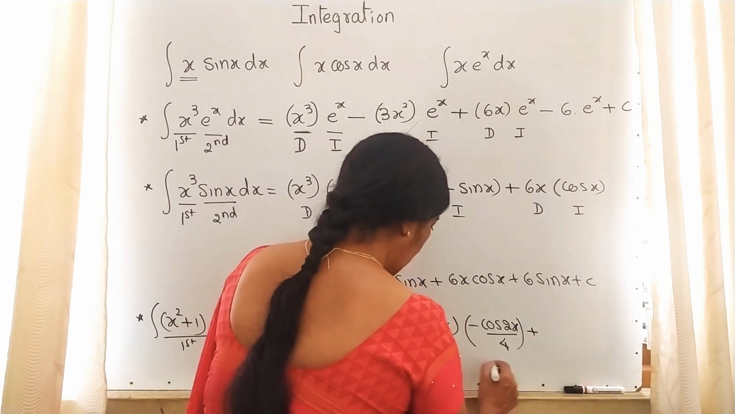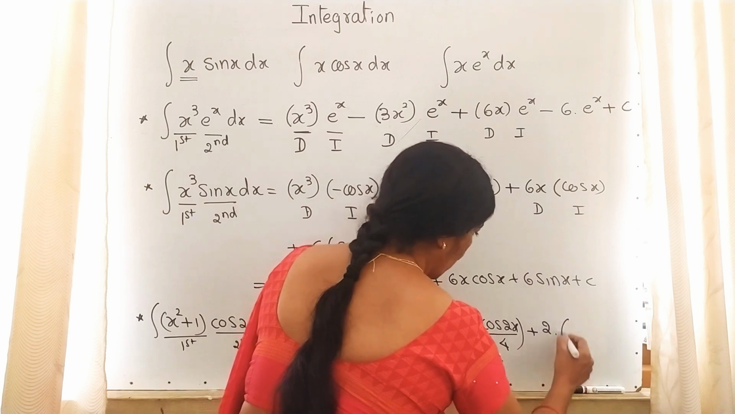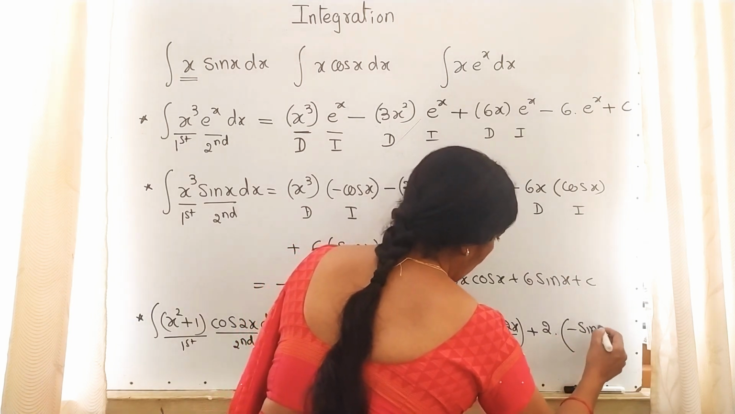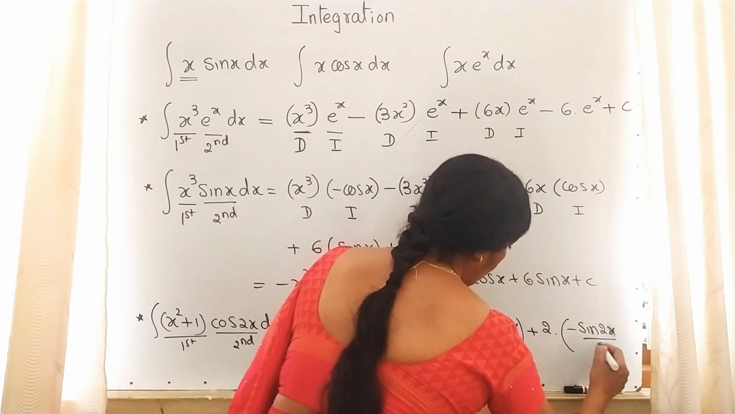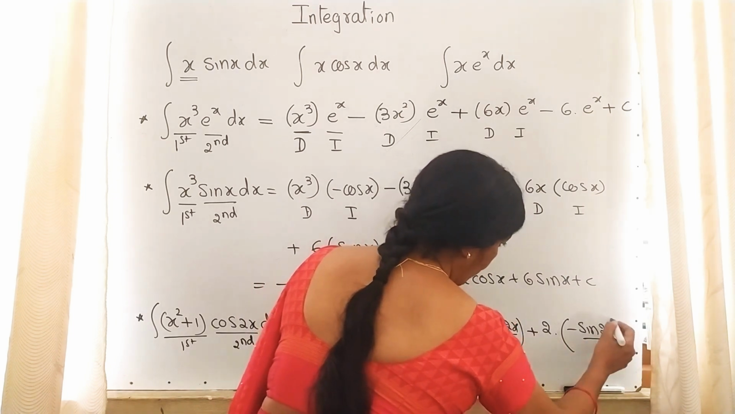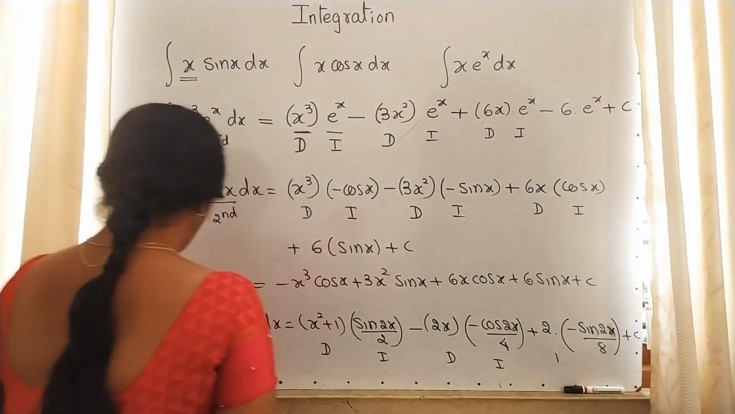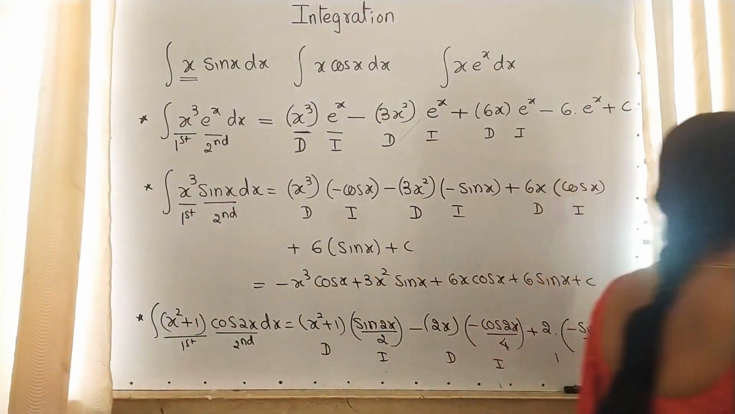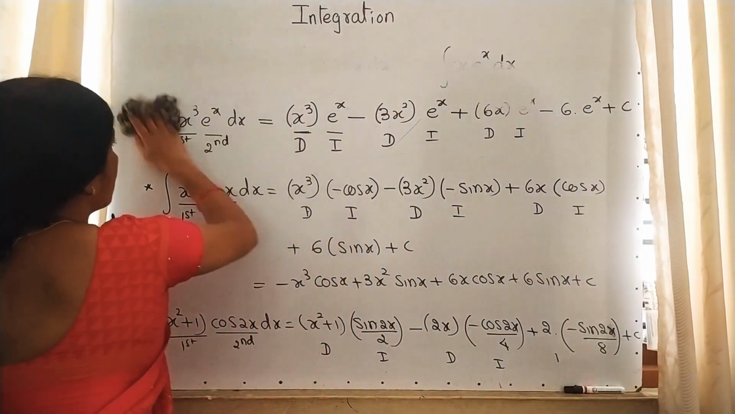This is d, this is I. Differentiation of 2x is 2. It is minus sin 2x divided by 8, because 4 is already there. Next differentiation is not possible. Why? Differentiation of 2 will be 0. Simplify this and rearrange the terms.